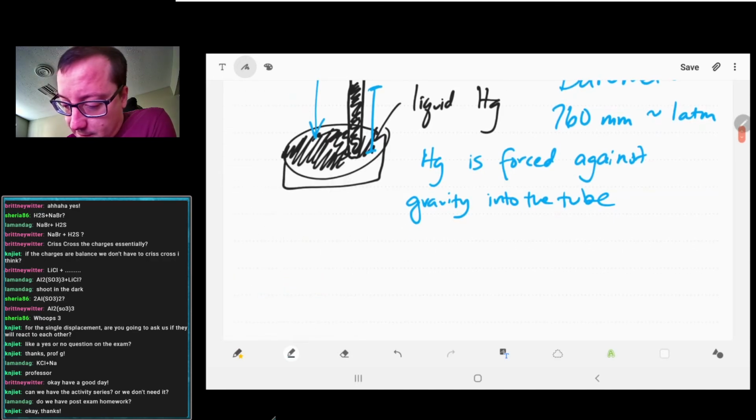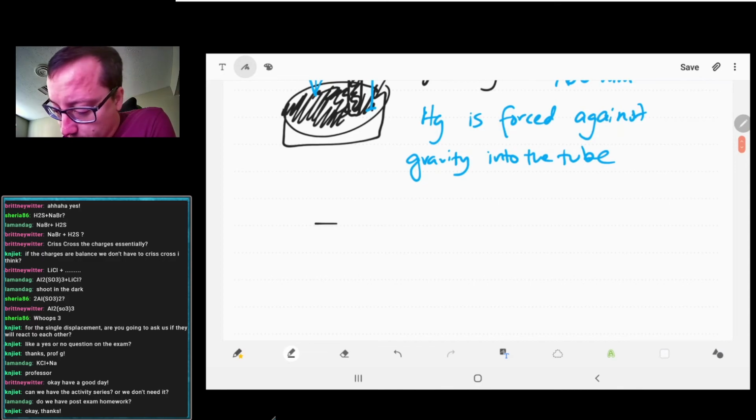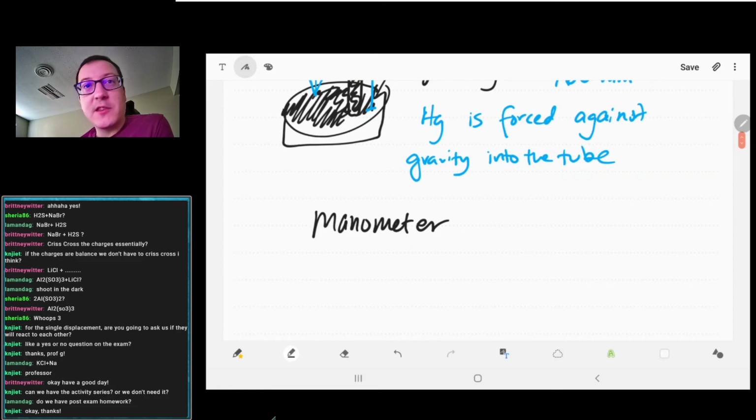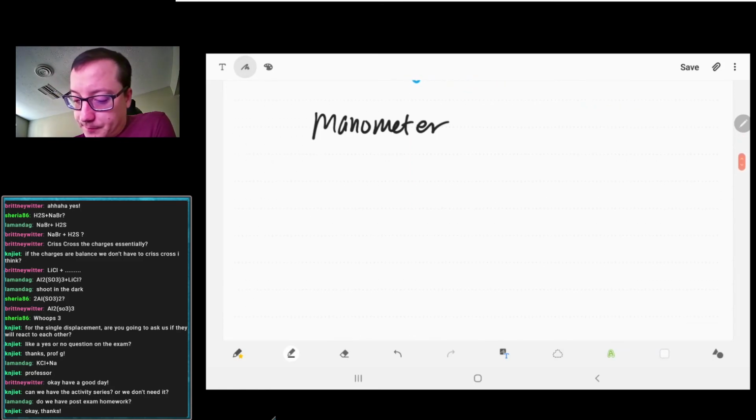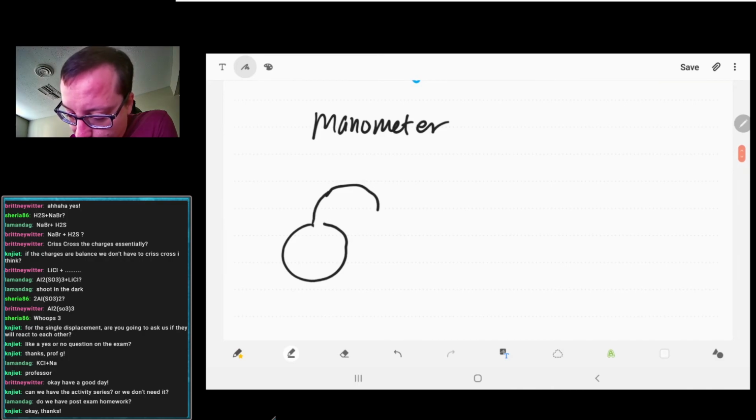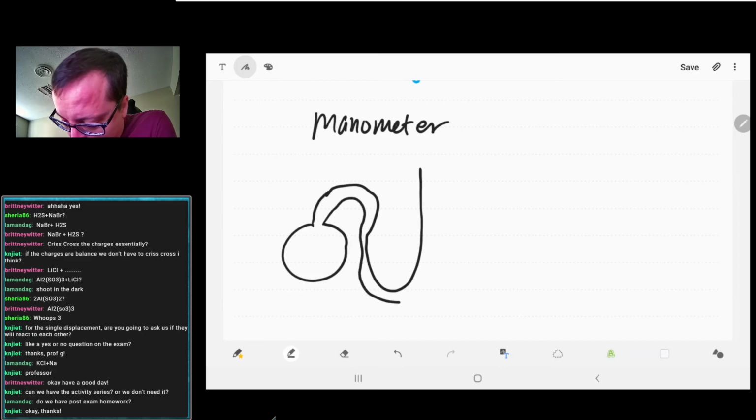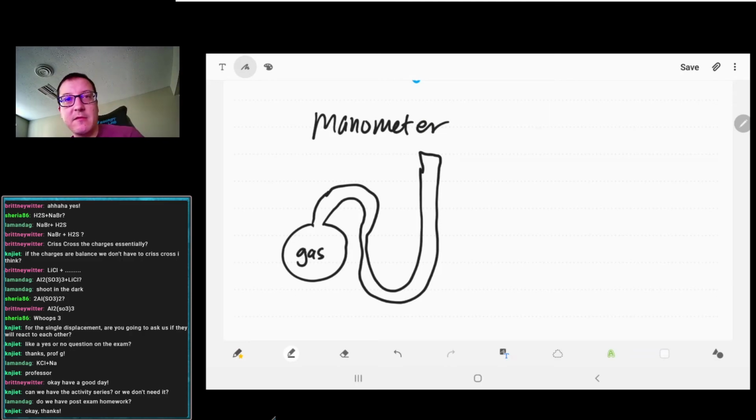There's another device called a manometer, which compares two pressures. So you would have, let's see if I can draw nicely. Yes. You would have your gas in this vessel, whatever it happens to be. And you would have your mercury in this kind of tube here.